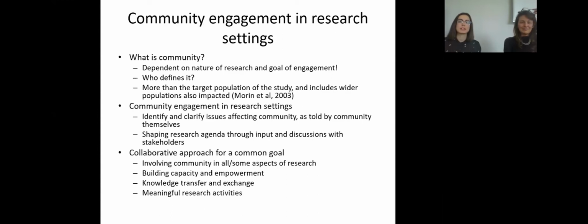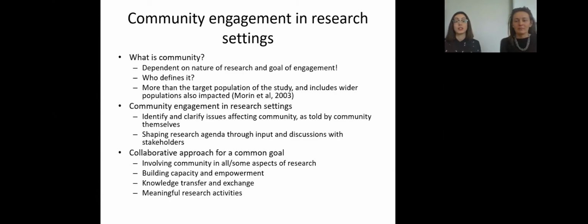So maybe we've decided that creative methods and a participatory approach is useful for your work in communities. But we also have questions like, what is your community? Are you looking at a neighbourhood, a city? Are you looking at a community that's already predefined and can self-define as a community of people? Or are you, as the researcher, going to artificially create a community for the purposes of your research? So in answer to the question, what is a community? The answer is, it's dependent on the nature of your research and the goal of your engagement activity.